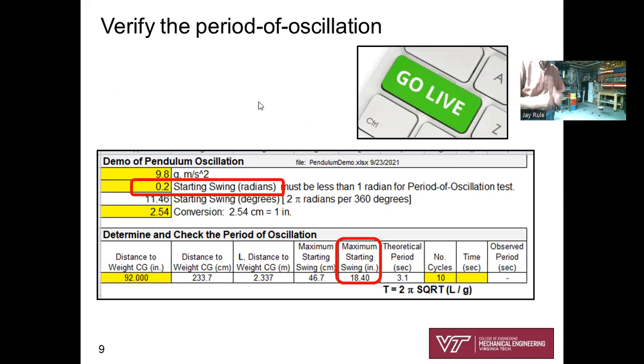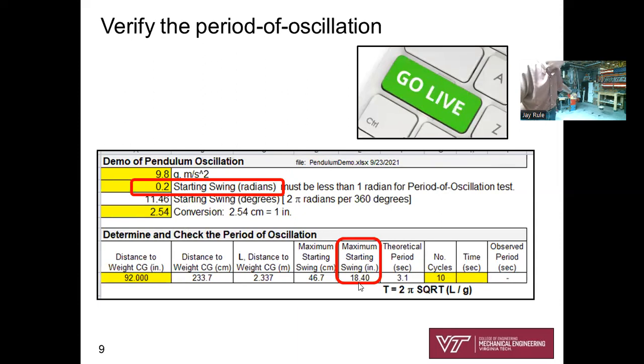All right, so we're almost ready to go live. Our first step is going to be to verify the period of oscillation. Remember that theta has got to be a small number, so I've picked 0.2 radians as where I want to start the swing when we measure the oscillation period. That turns out to be 11 degrees. For those 11 degrees, we can solve that the maximum swing to start out with for our period test is going to be 18.4 inches.